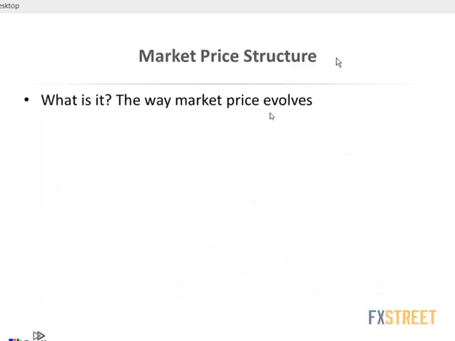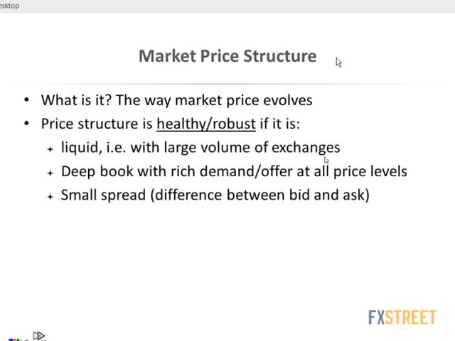Market price structure. What is market price structure? You can think very simply of it as the way market price evolves. In reality, there are several definitions about that. And I consider the price structure healthy or robust if it is liquid. If the market is liquid, there is large volume of exchanges, there are a lot of exchanges. If the market book is deep, which means that at each price level, demand and offer are rich. There are a lot of contracts being exchanged at each price level.